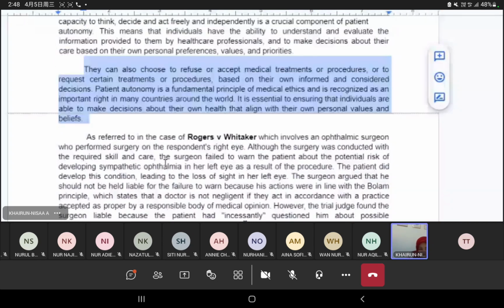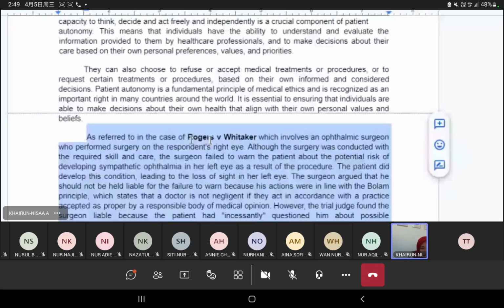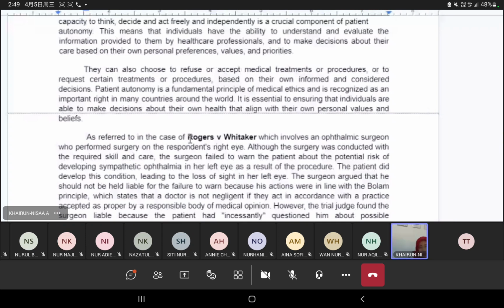Okay, do not state cases like this. You start your paragraph with "as referred to in the case of Rogers and Whittaker," and then you start talking about the facts of the case, the decision of the case. But what is it that you are trying to say? Can you understand? This is simply reproducing the facts and decision of a case. Again, next, in the case of Chester and Afshar.